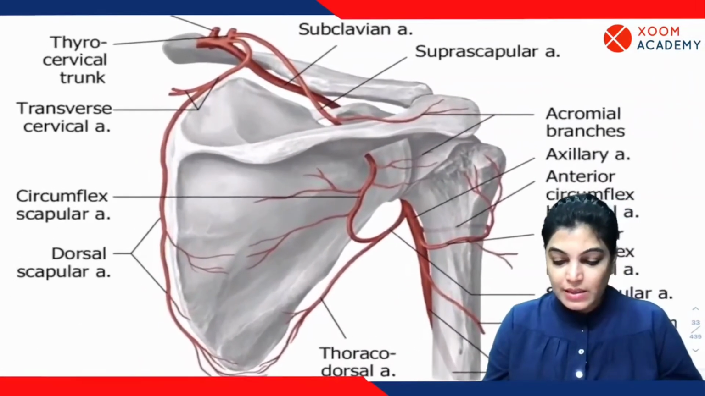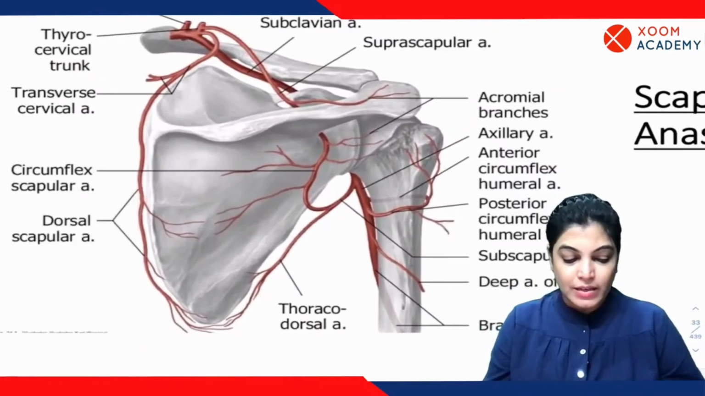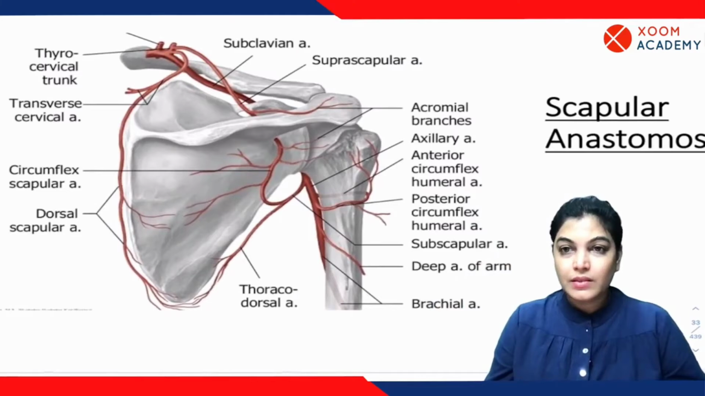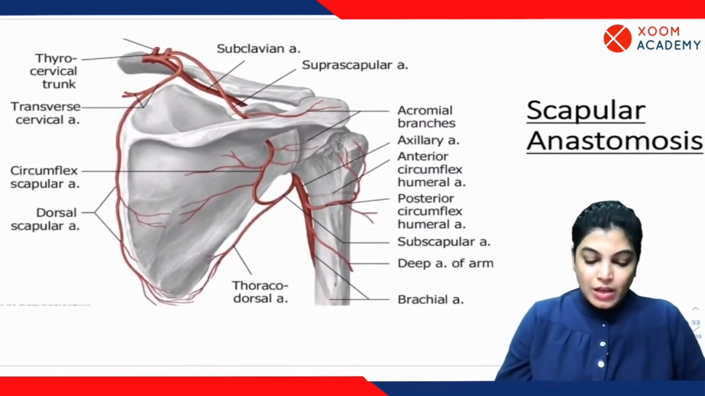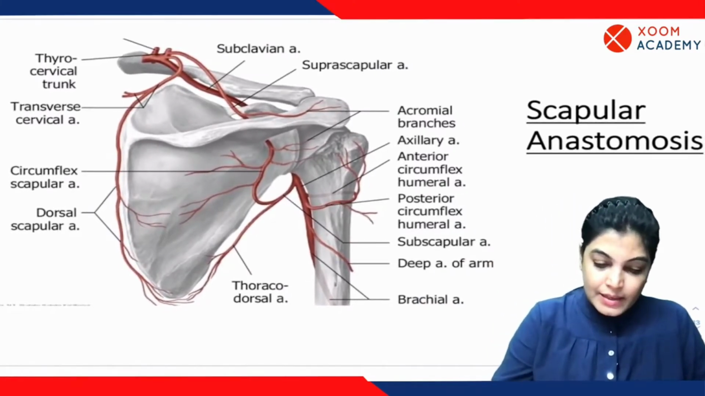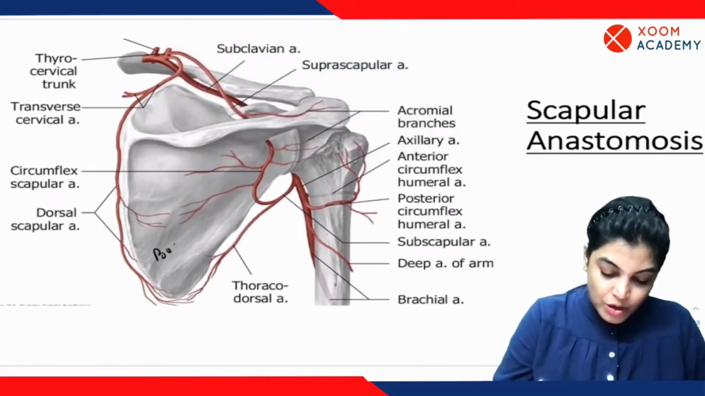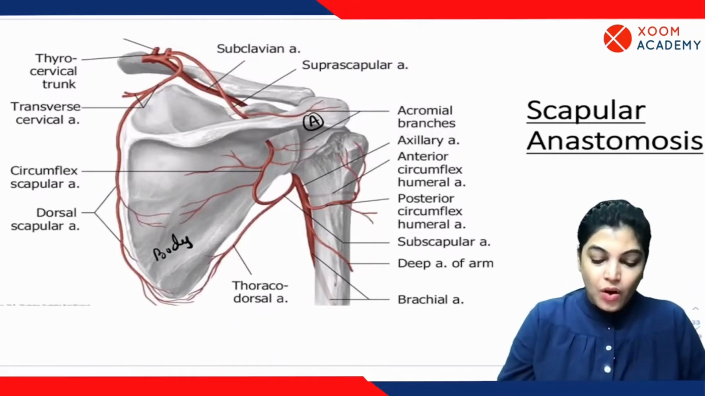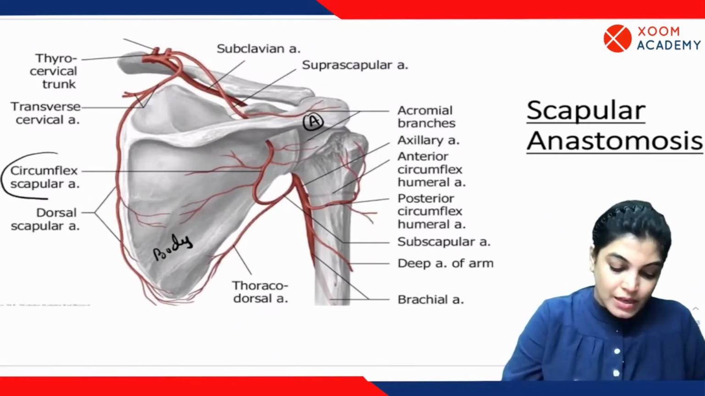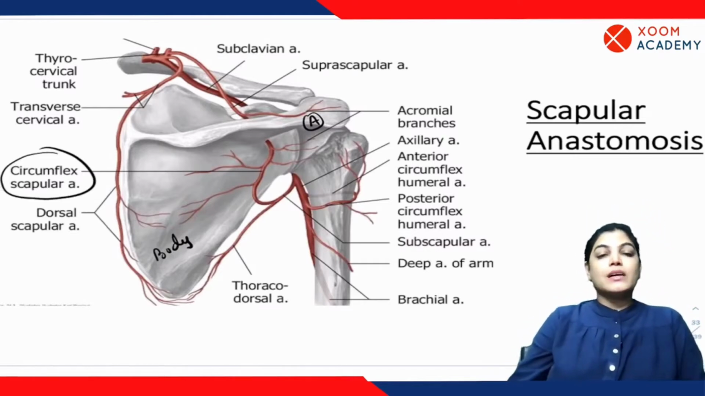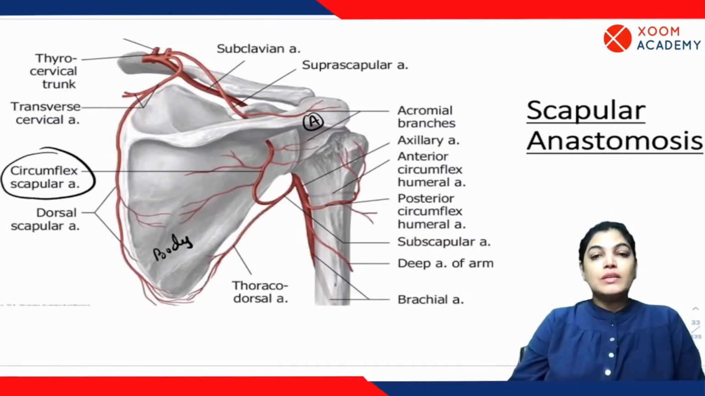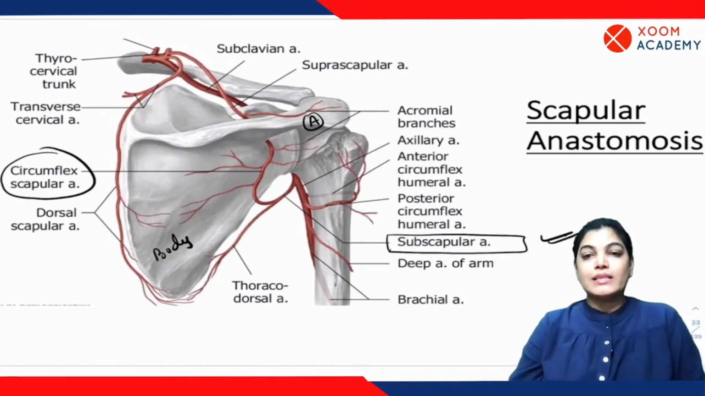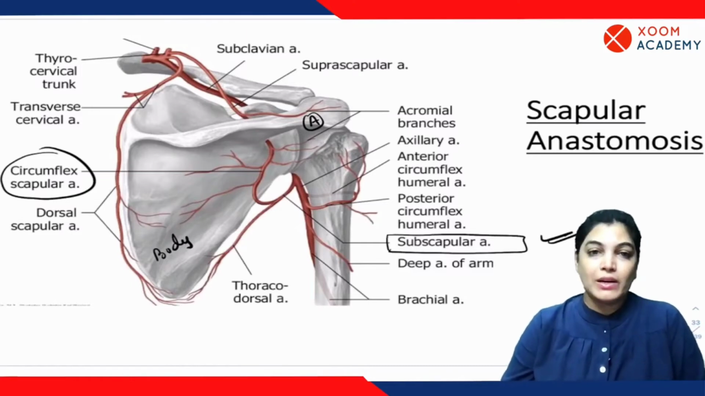So, let me just take this image. I am enlarging this image so that you can understand the scapular anastomosis. Just see this image. Now, to understand this, we can clearly appreciate that this is the body of scapula and this A is for the acromial process. Now, on the body of scapula, you can see a branch of circumflex scapular artery. The circumflex scapular artery is a branch of subscapular artery, and the subscapular artery is a branch from the third part of axillary artery.